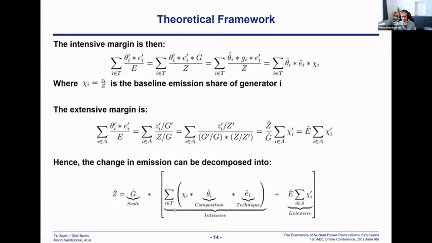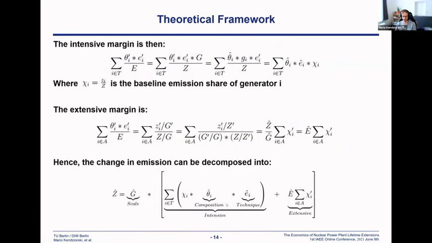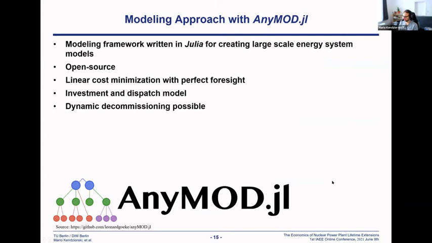This is basically the change in the output share of each generator times the emission intensity of each generator, and we have an extensive margin, which describes just the change in pure work from newly built generators.